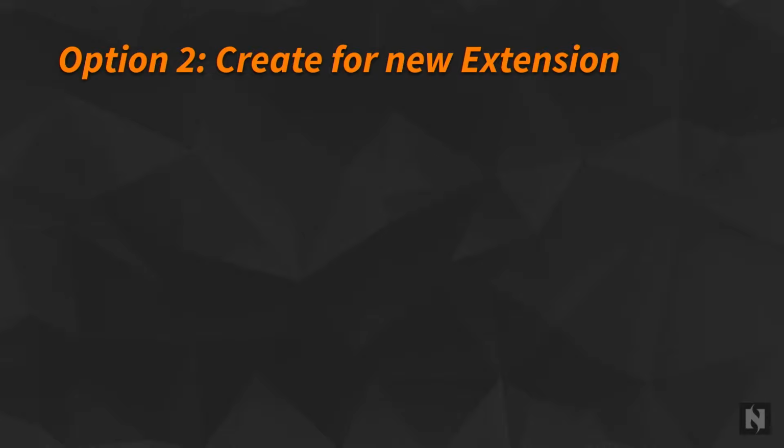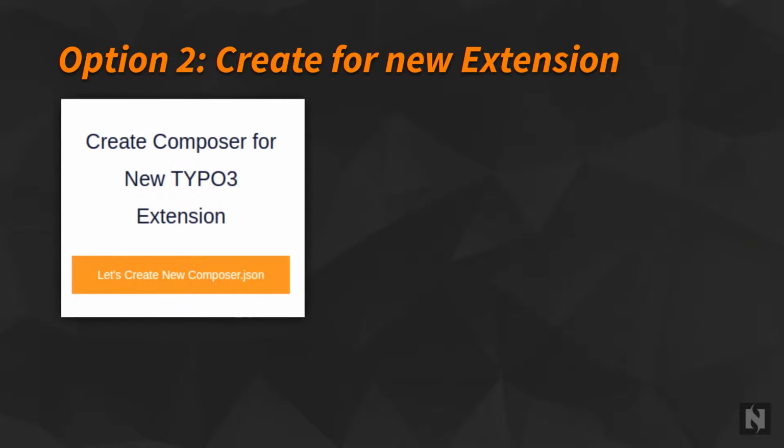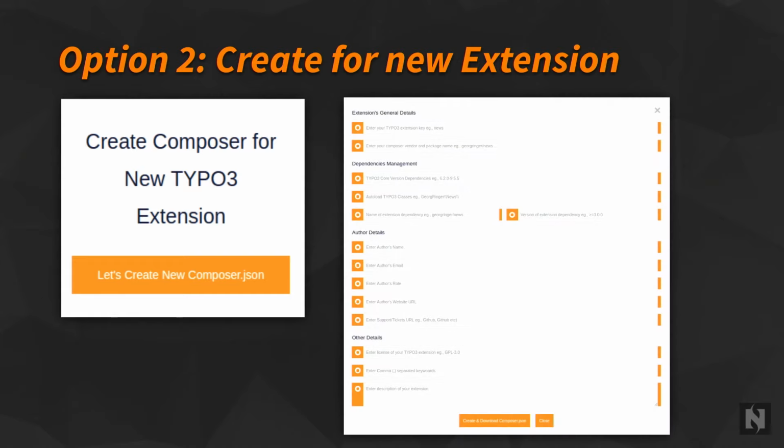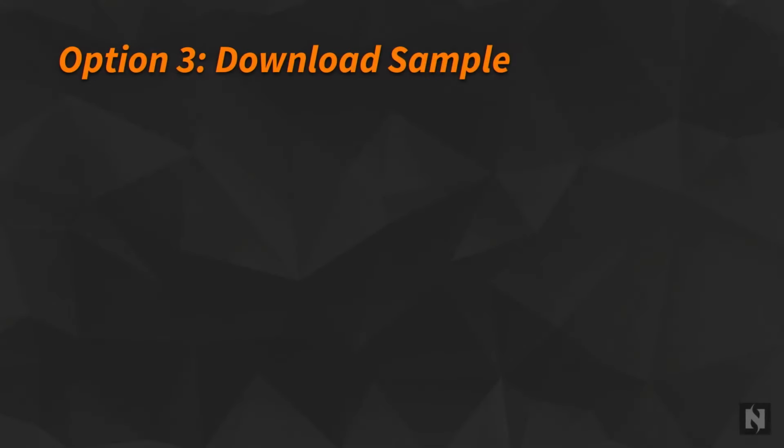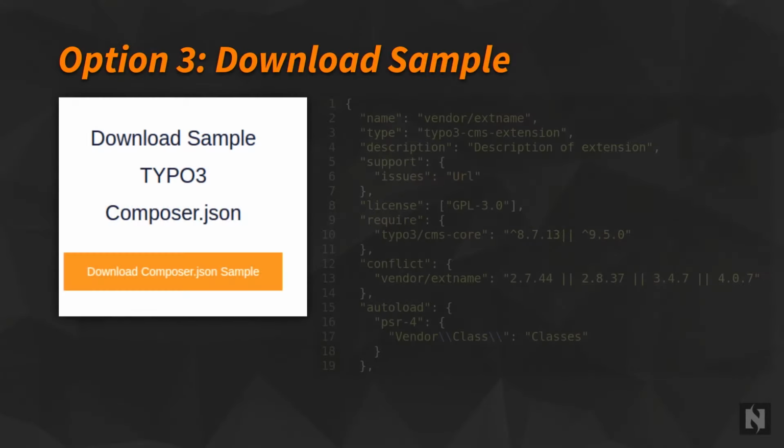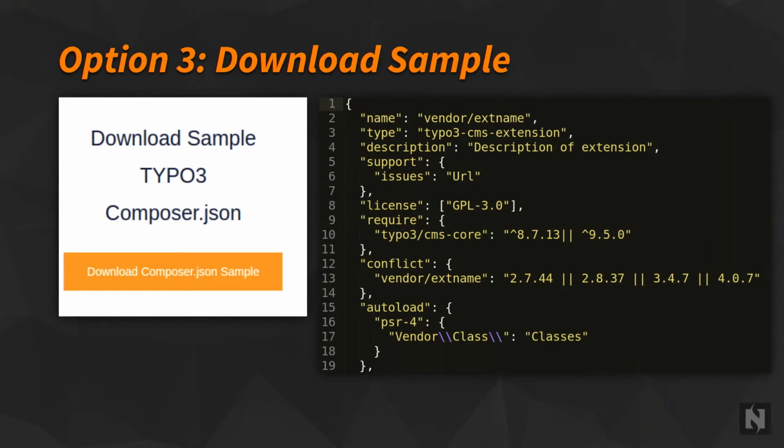Option two: you don't have the extension and want to create one for a new extension. Then just go to create composer for a new type of extension. You get a blank form. You can just fill it in, and the JSON file will be downloaded here. And the sample is pre-configured with basic TYPO3 things, so maybe you can just download it and put it into your editor, and it works. Okay.